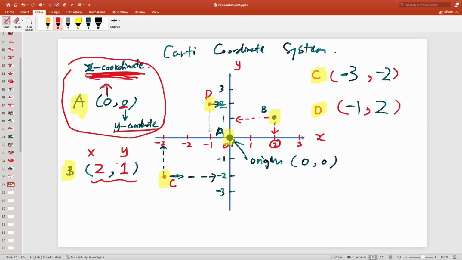Which one comes first, X or Y? X comes first. So if you want to look for the X, you go up or down, right? The Y is left and right. Okay, good.